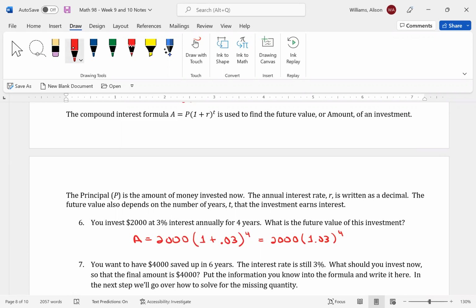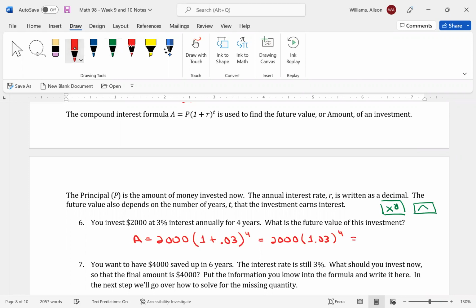Now, you could multiply 1.03 by itself 4 times, but a lot of calculators have an exponent button. Usually it looks like either x to the y if you have a scientific calculator, or y to the x. Sometimes it looks like what's called the caret symbol, like an upside down V. Those are the power buttons. If you put 1.03, then hit the power button and then 4, that'll give you the decimal. And it's a gross number.